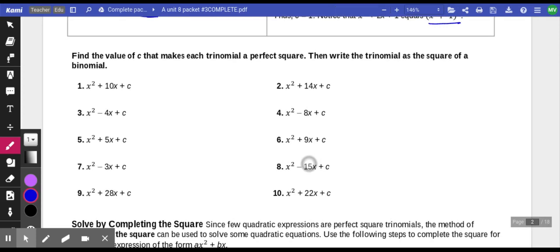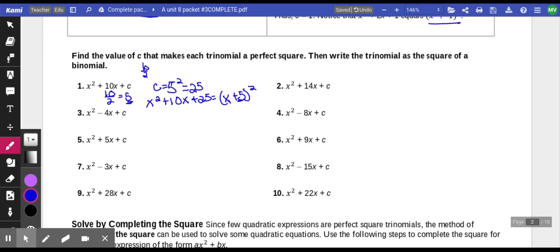The second step is we do b over 2. In number 1, it's 10 divided by 2, which is 5. And then c equals 5 squared, which is 25. So our polynomial is then x squared plus 10x plus 25. And that factored is x plus 5 quantity squared. And our 5 will always be the same as what we got when we divided by 2.